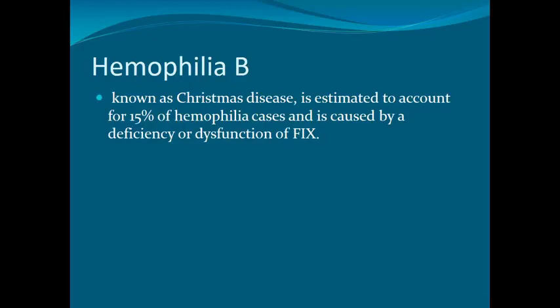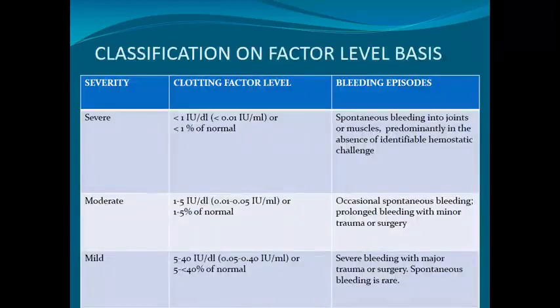Hemophilia B, known as Christmas disease, is estimated to account for about 15% of hemophilia cases, and is caused by the deficiency or dysfunction of factor IX. So up till now we have been dealing with how hemophilia is classified.